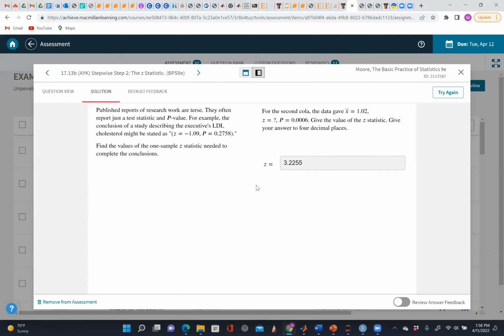Okay, now this is also a similar kind of problem. So we have x bar, and we need to find the test statistic or z score. So here, for the second column, x bar is equal to 1.02. Here the x bar is this one, and all the other information is the same. So you will plug in all the numbers here.